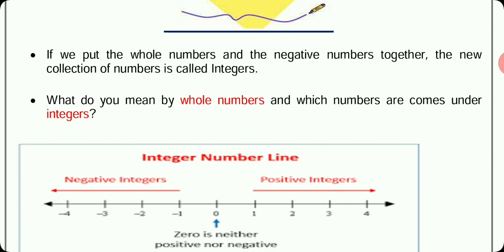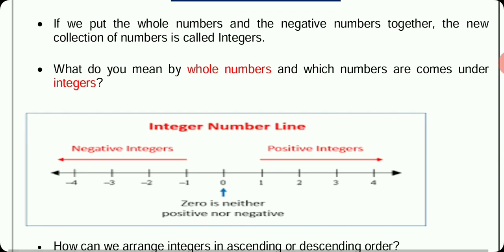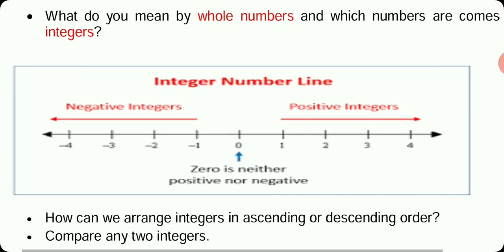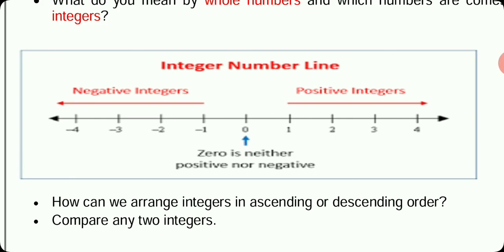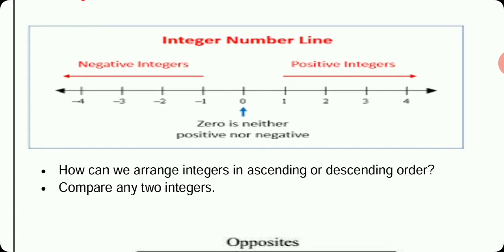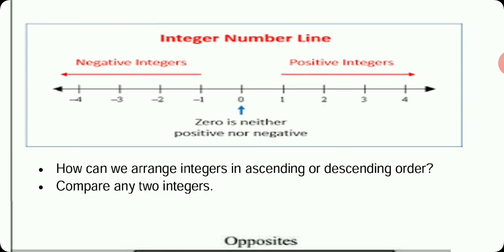Now how can we show these integers on a number line? Just you see, the center of the number line is 0. On the right side it goes on with positive numbers and on the left side negative numbers. 1, 2, 3, 4 go on, and on the left side -1, -2, -3, -4. Similarly, -5, -6, -10, -1 lakh, -10 lakh, -1 crore, like this. So these numbers are called integers, and we can show them on a number line.